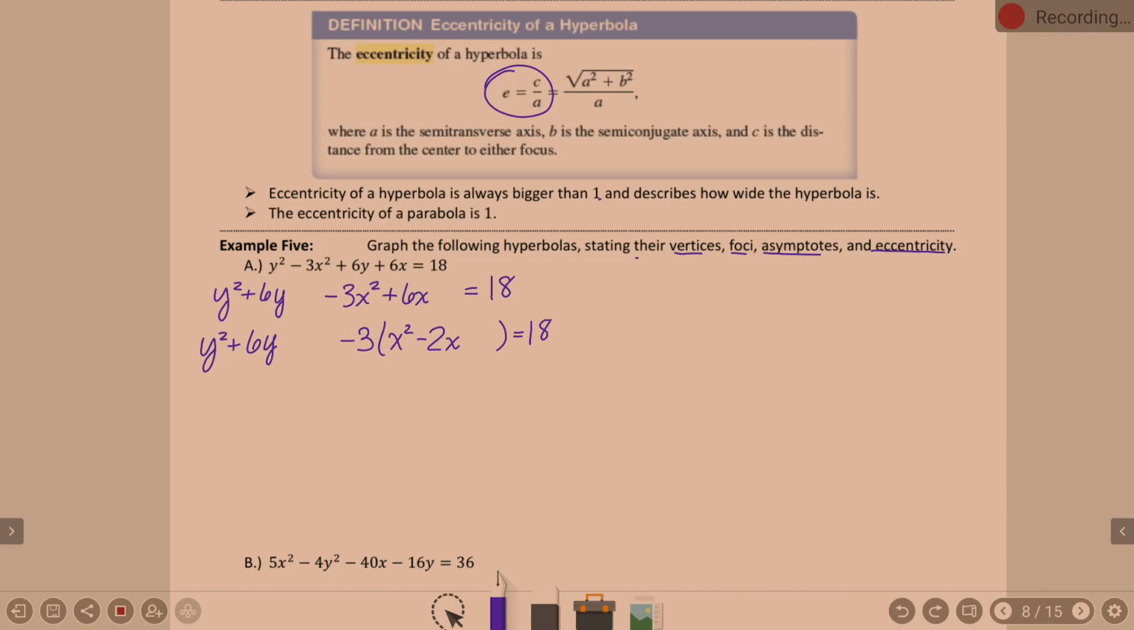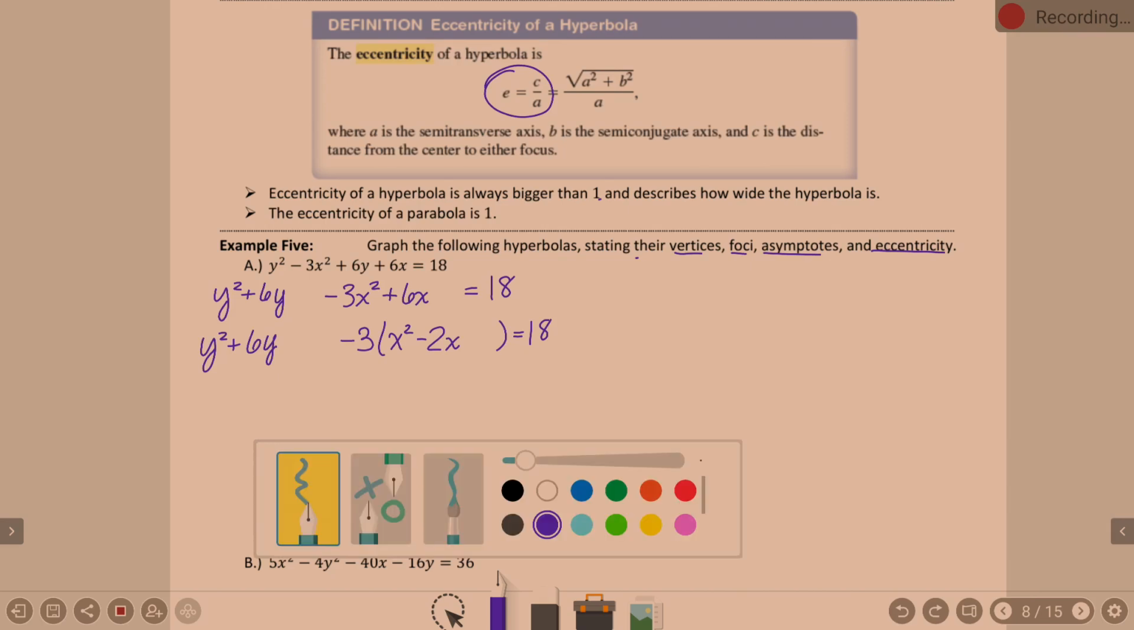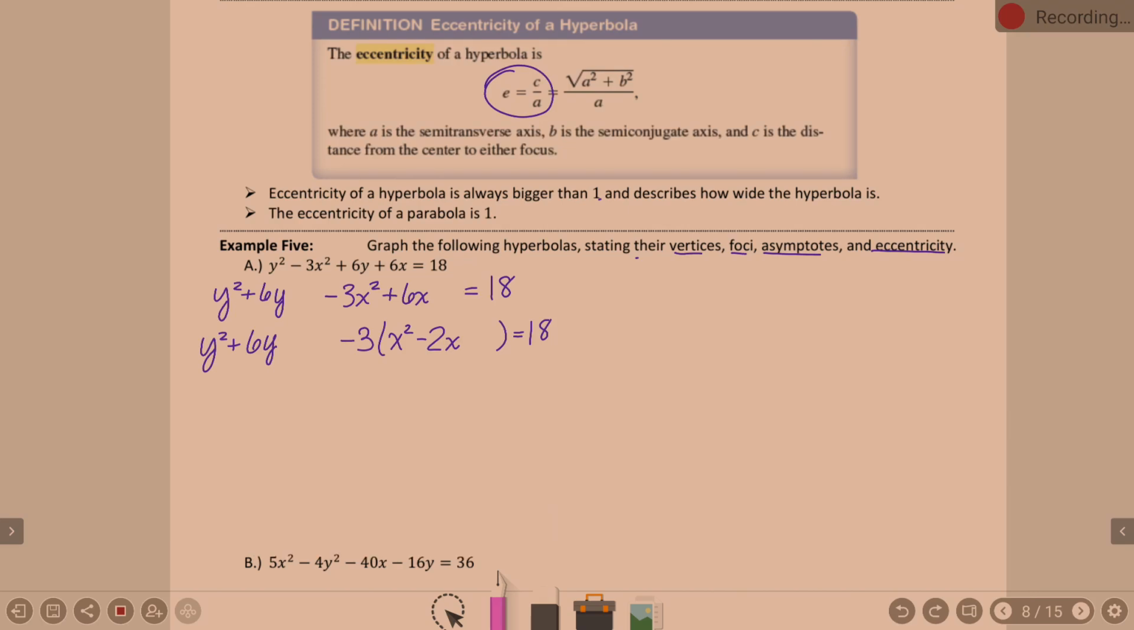Okay, let's go back and do some complete the square business. Okay, how do we complete the square? We're doing what? B over 2, quantity squared. What's B for my y's? 6. So 6 divided by 2, quantity squared. 6 divided by 2 is 3. 3 squared is 9. What am I doing with that 9? We're going to add 9 on the left. If we add 9 on the left, we add 9 on the right.